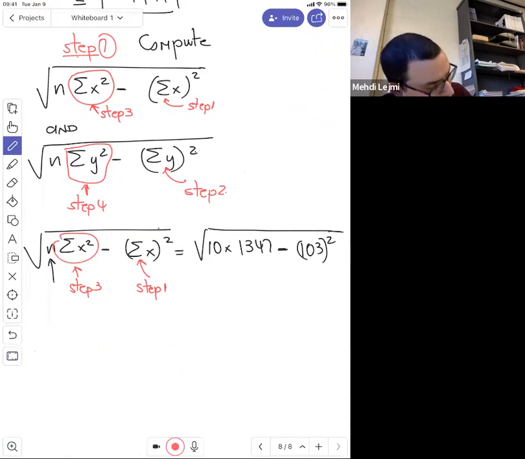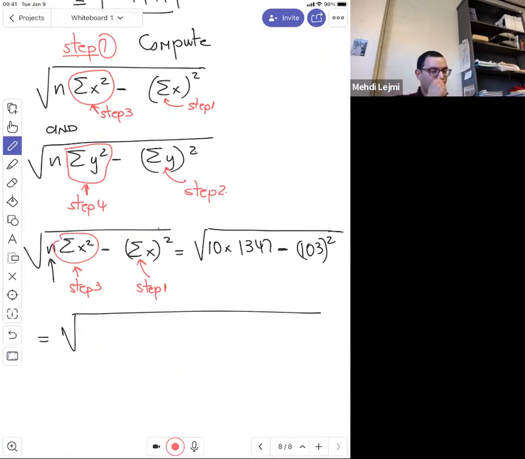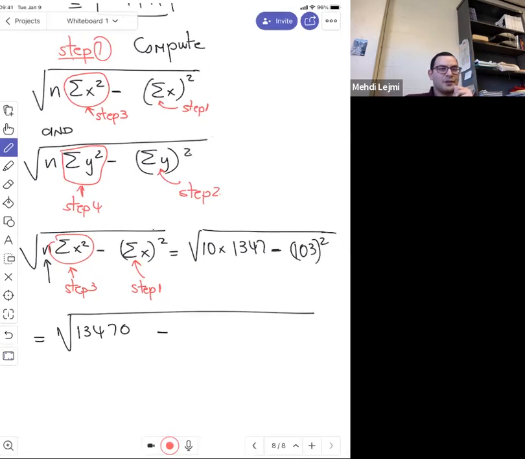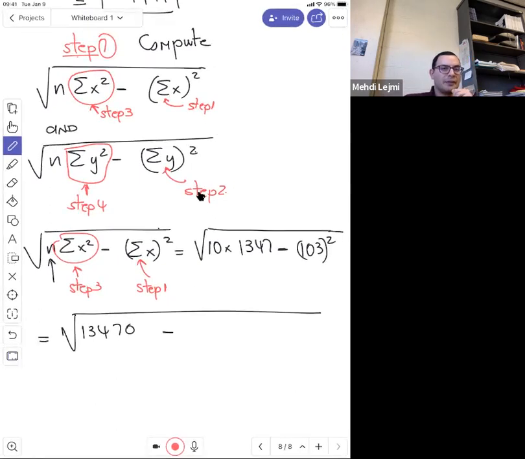So you keep the square root. We have 10 times 1347, that's 13,470, minus, and then you do this 103 squared. That's 103 times 103, and that will be equal to 10,609.